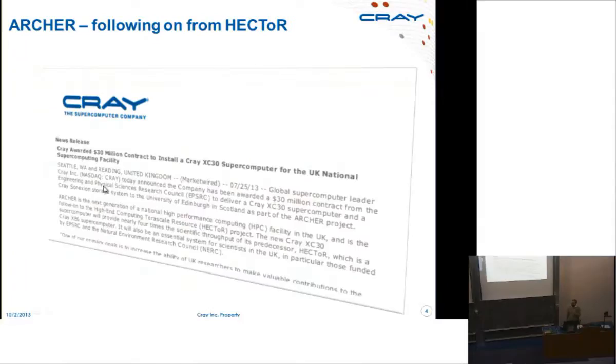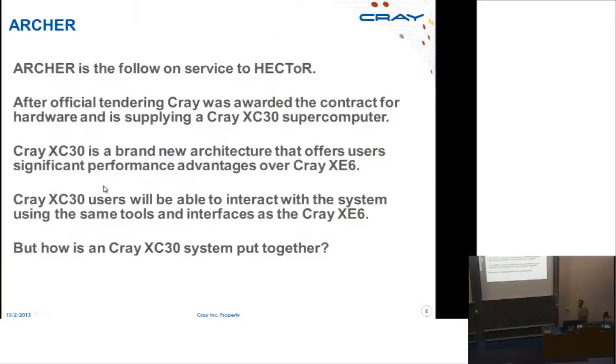So why am I talking about Archer? Well, Cray have been awarded the contract to supply the hardware for Archer. So we are going to be providing a Cray XC30 to the Archer service. This was announced not long ago, and at the moment is the only part of the service which has been contractually agreed.